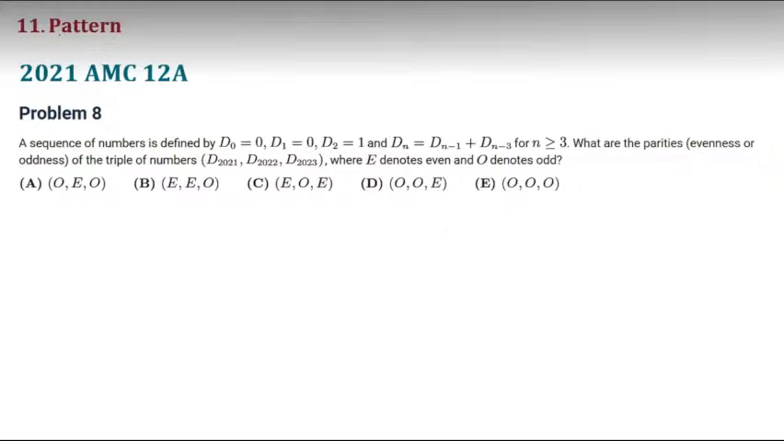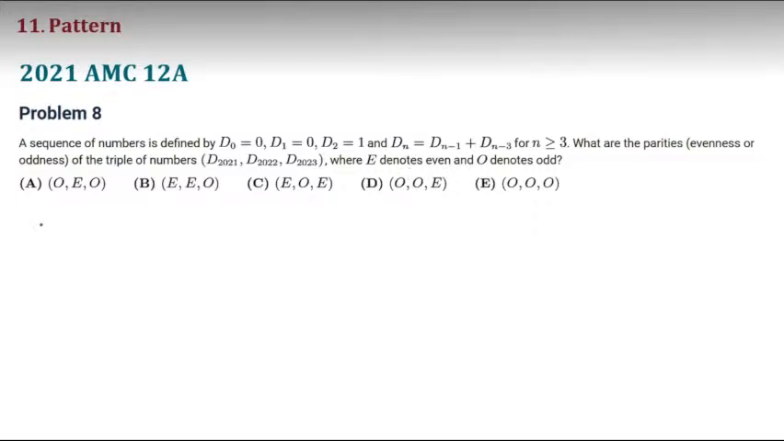And the last idea that we want to work on is pattern. Problem number 8 says a sequence of numbers is defined: D0 is 0, D1 is 1, D2 is 1, and Dn equals Dn minus 1 plus Dn minus 3 for n greater than or equal to 3. What are the parities, evenness or oddness, of the triple of numbers D2021, D2022, D2023, where E denotes even and O denotes odd.